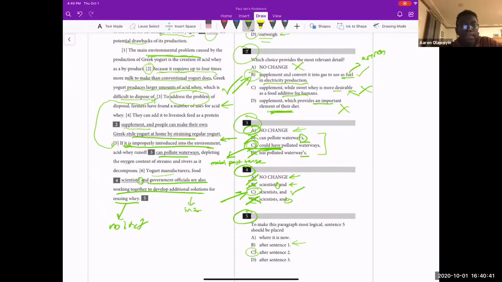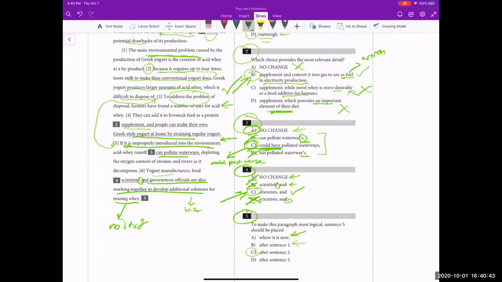And obviously you can't put it in the first one. And then sentence 3 is already talking about solving the problem, so you don't want to do that. This one is either one of these, but it can't be this one. So it has to be this one.